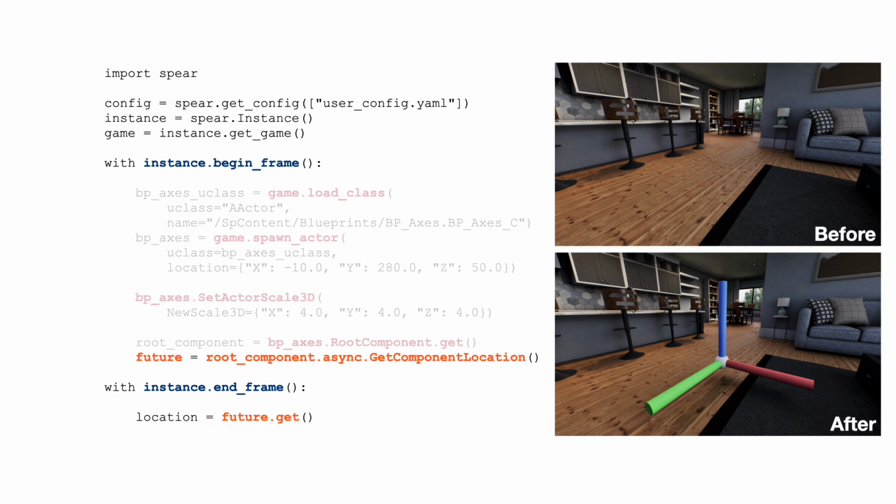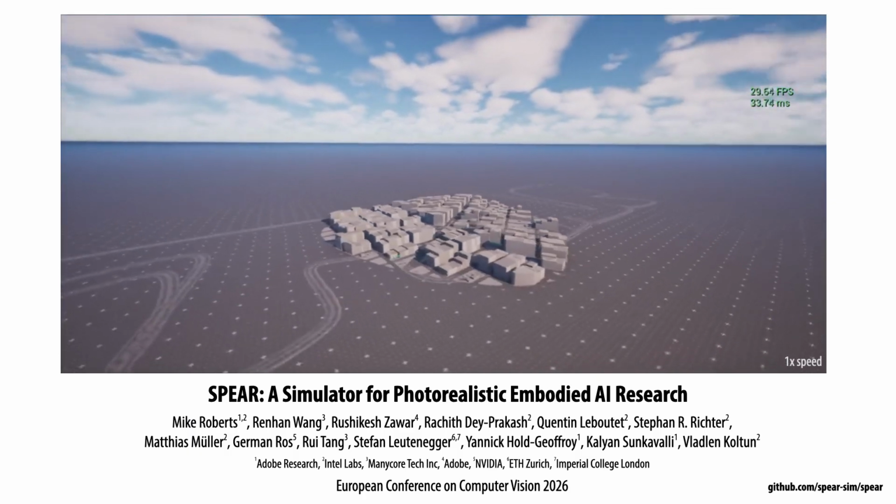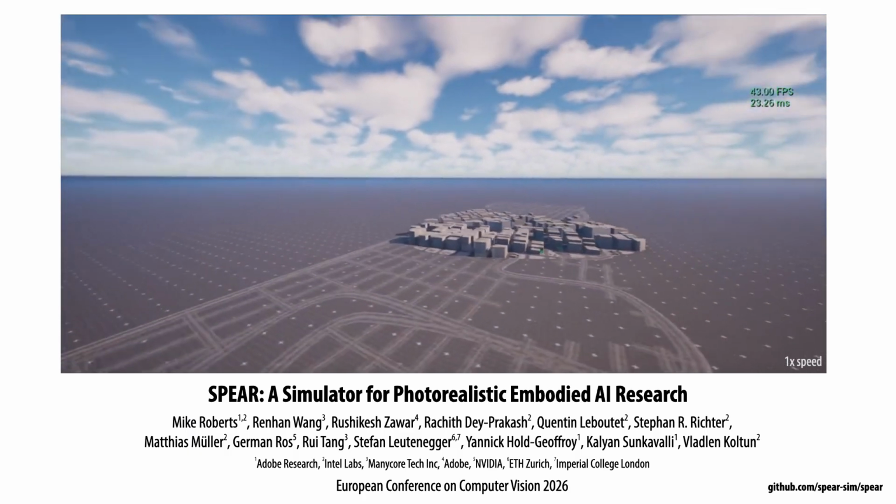We also provide an asynchronous variant for every function in Sphere, like the async.getComponentLocation function shown in orange. These asynchronous variants avoid synchronizing with the Unreal game thread and can therefore be used for increased efficiency. For more details, please see our paper and our public code repository.